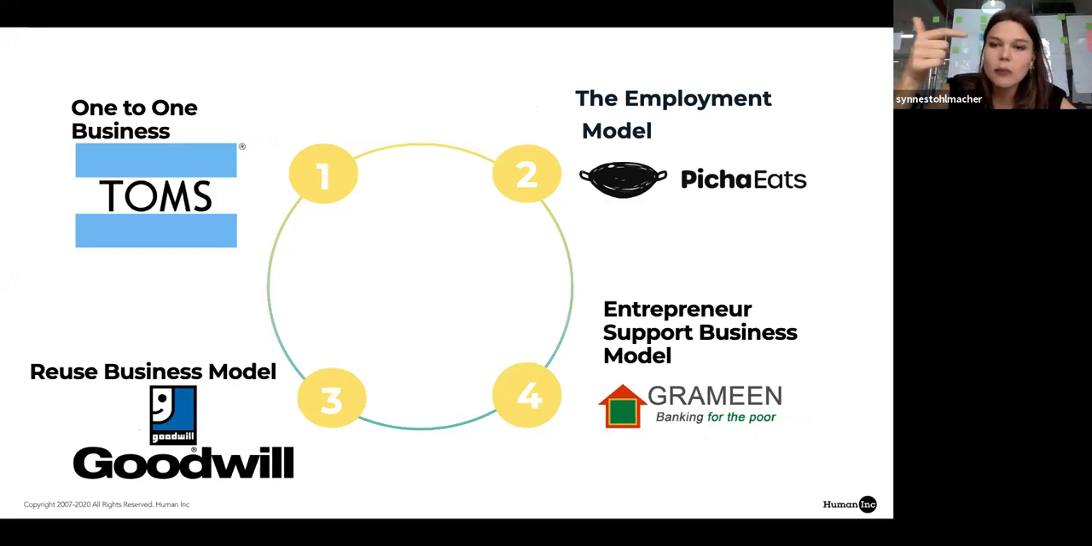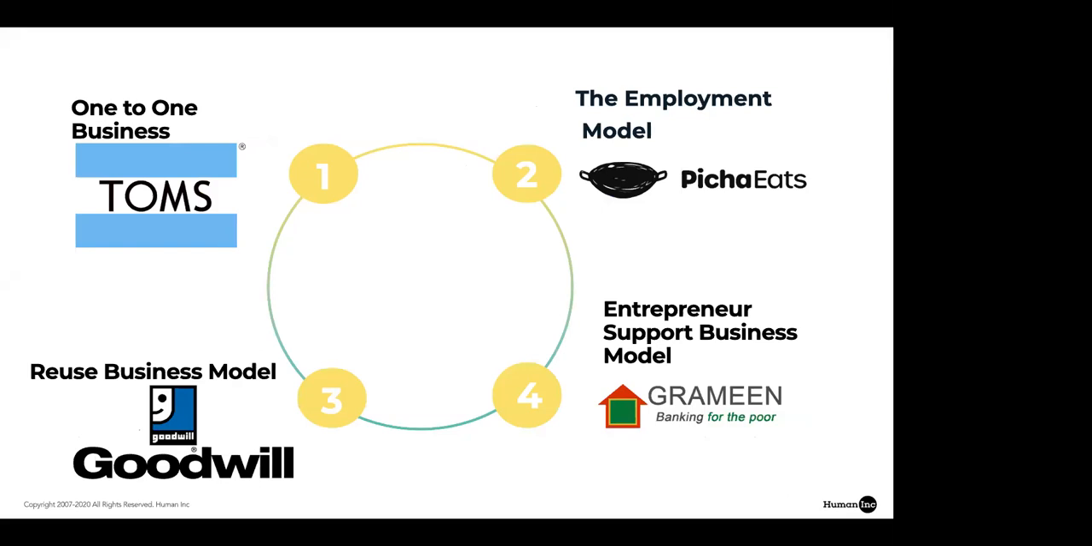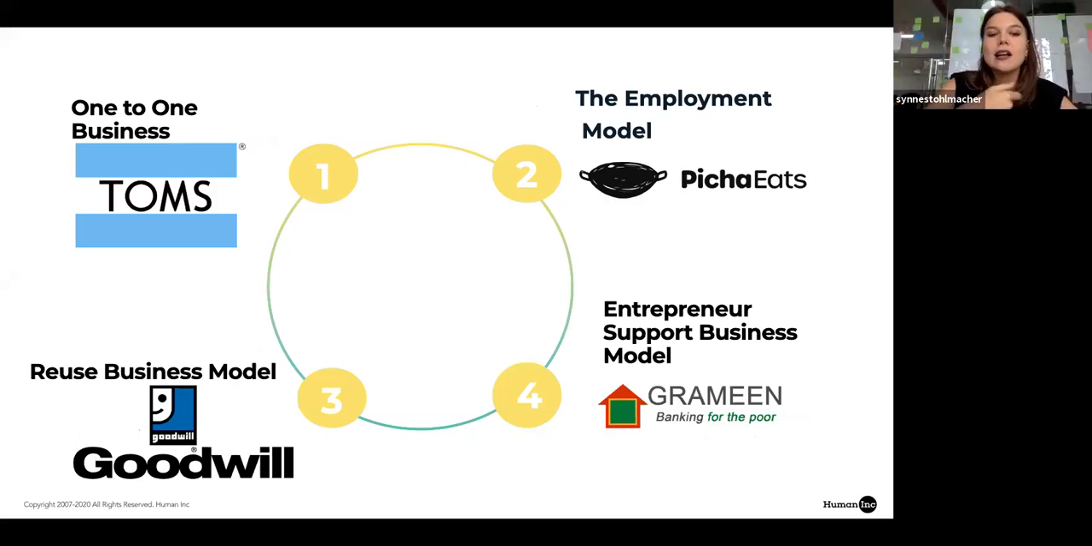The other one is the employment model, which is something like Pizza Eat, where you employ people in a difficult situation to give them new opportunities. Then we have the reuse business model, which is Goodwill, where you're taking something which no one really wants anymore, and managing to make money out of it. The other part is the entrepreneur support business model, where you're trying to build and support local entrepreneurs to grow their business. So the first example is Tom's, the other one is Pizza Eat, the third one is Goodwill, and the fourth one is Grameen Microfinancing Bank.